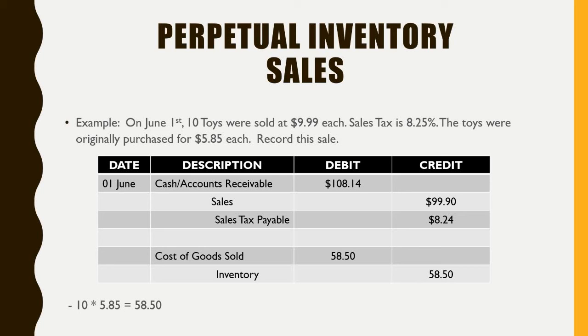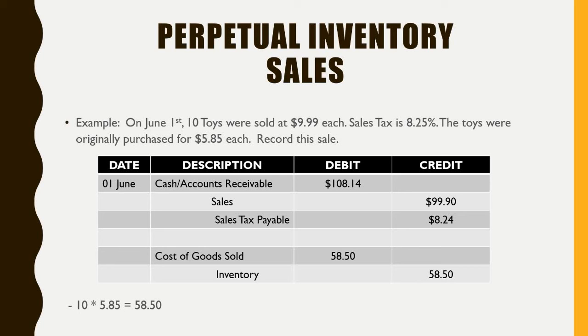We're recognizing the sale at its selling price, okay? But when we calculate it and take it out of our inventory, right, we're going to take it out based on how much it costs me to sell that item. So $58.50, okay? And we're taking it directly out of inventory. All right? Any questions?